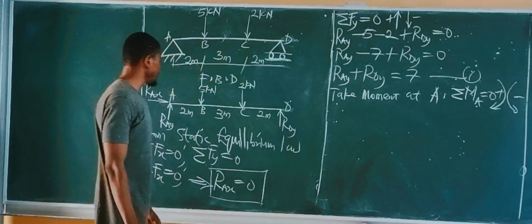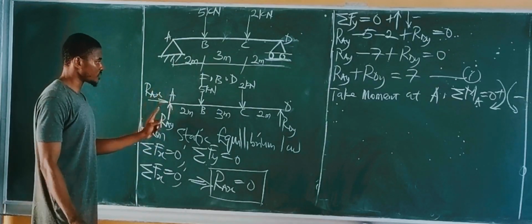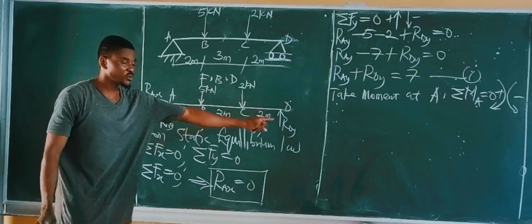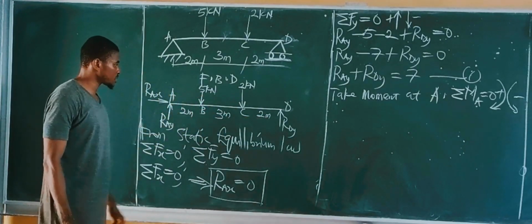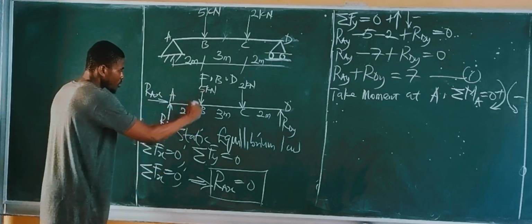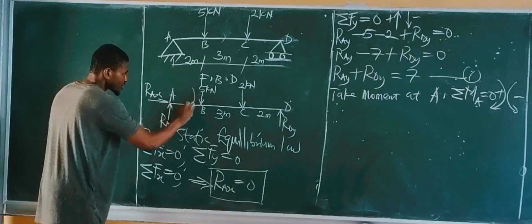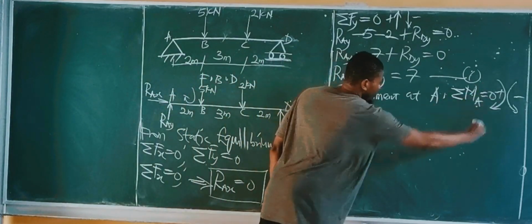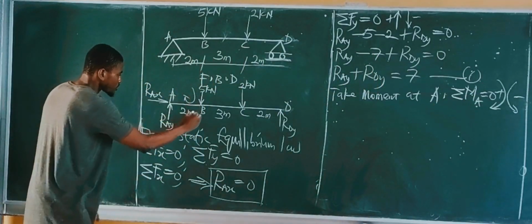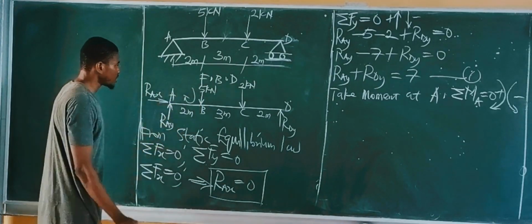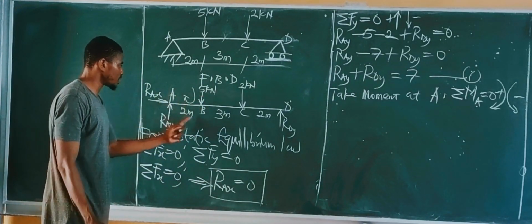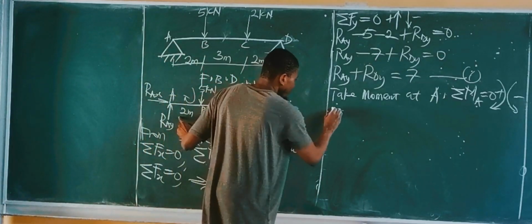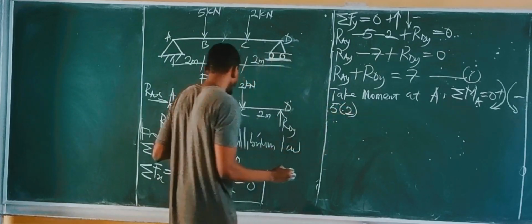Since the moment of the forces at A about point A is 0, we'll take the moment of the 5 kilonewtons force about point A, the moment of the 2 kilonewtons force, and finally the moment of RDY. Let's start with the 5 kilonewtons force. It is pointing downwards, and its moment about point A is clockwise, so it's positive. The distance to point A is 2 meters. Moment is simply force times distance, so we have 5 times 2.